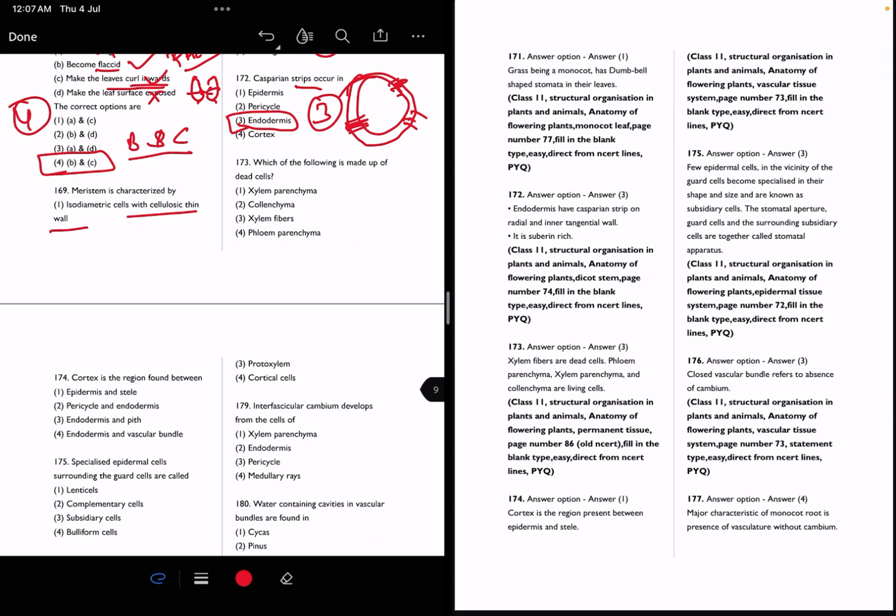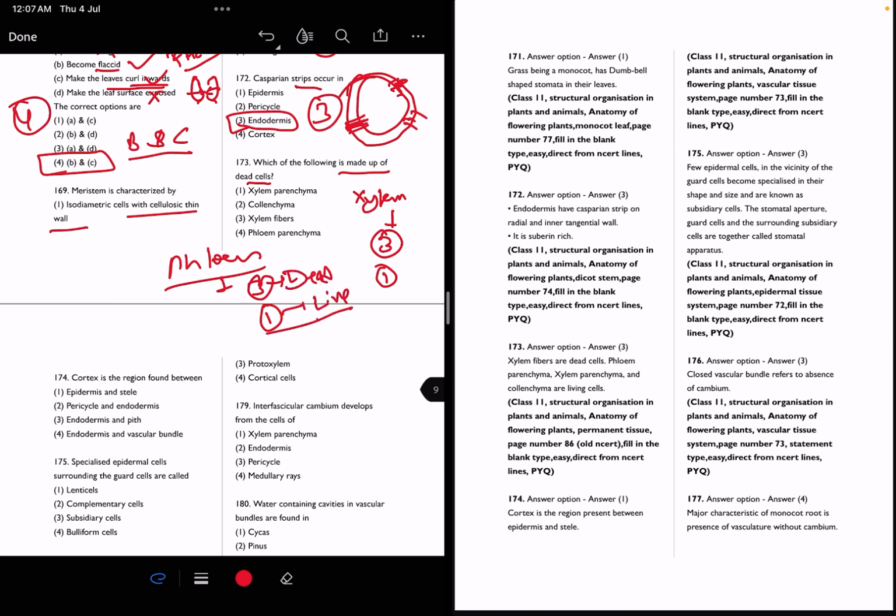Now read question 173. Which of the following is made up of dead cells? Whenever you read about xylem and phloem, the vascular tissues, there are two types, xylem and phloem. In one, there are three components live and one component dead; in the other, three components dead and one component live.